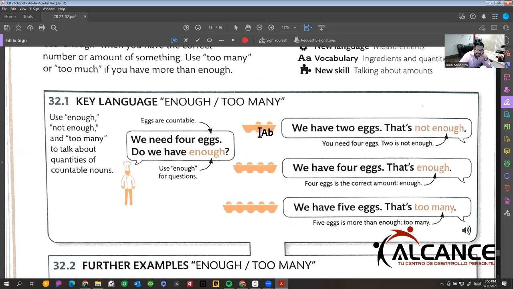And this one we just have 2, right? So we don't have enough. We have 2 eggs. Ven, that's not enough. No es suficiente. We have 4 eggs. Aquí, we have 4 eggs. That's enough. Son suficientes. We have 5 eggs. 5 right here. They're only asking for 4. So we have too many, demasiados.